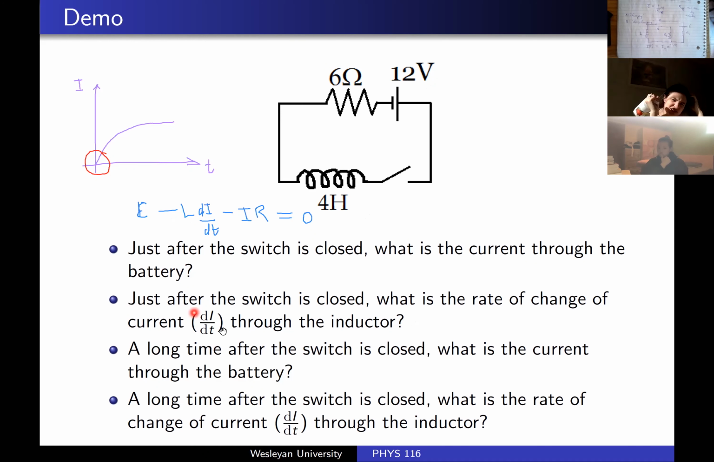As soon as the current isn't zero anymore, that will change. Yeah, this is continuously changing. That's true.